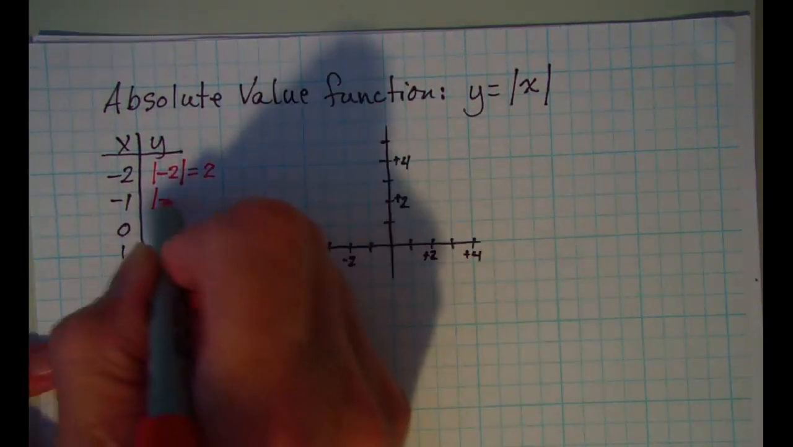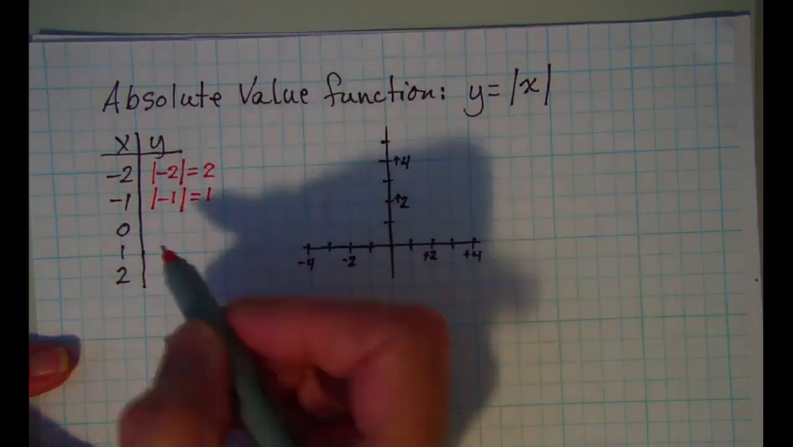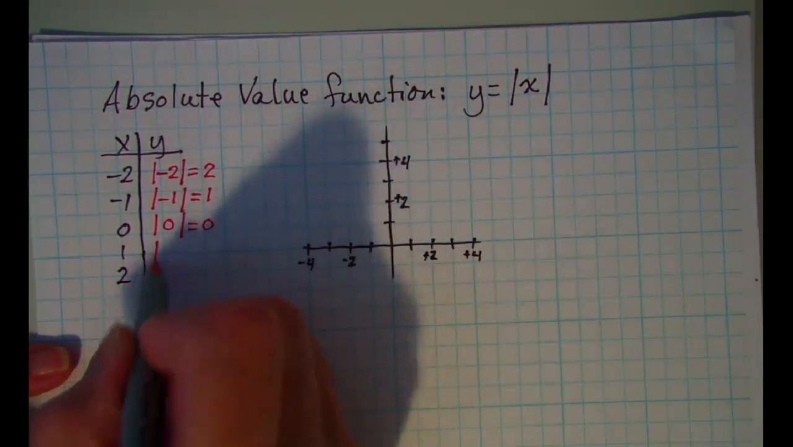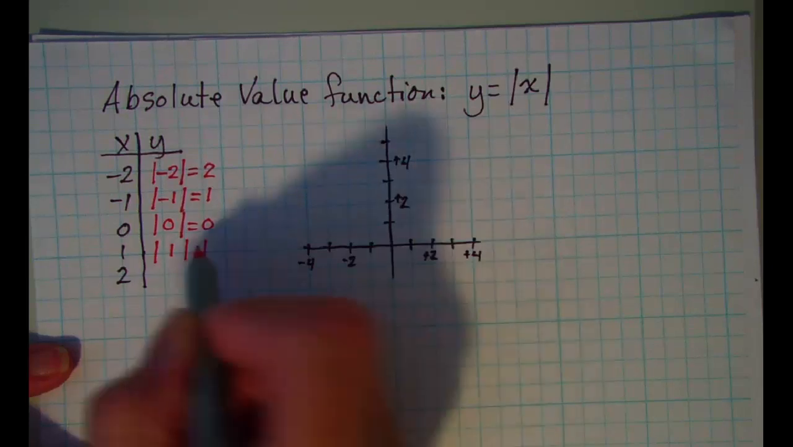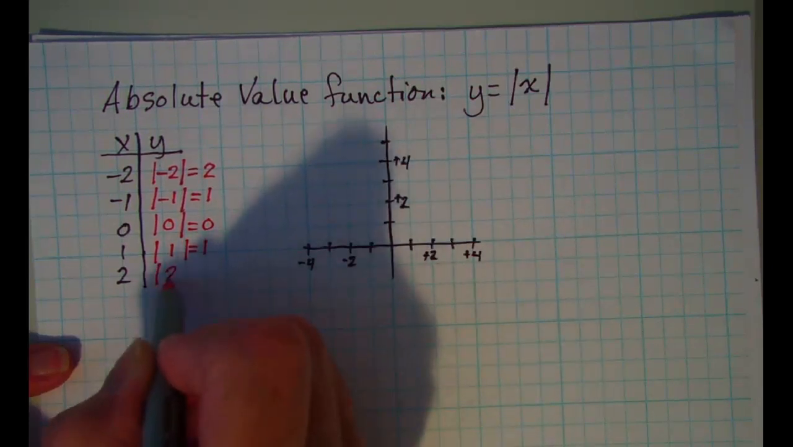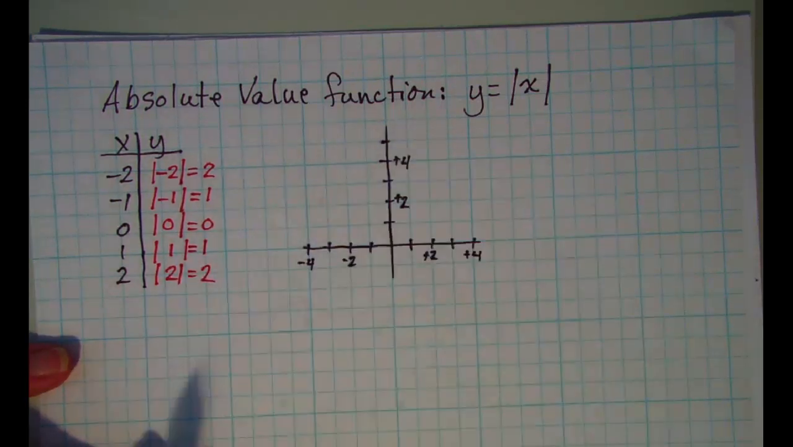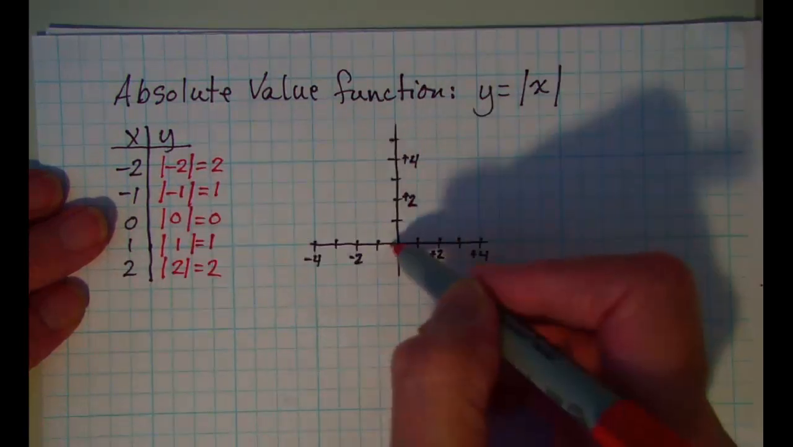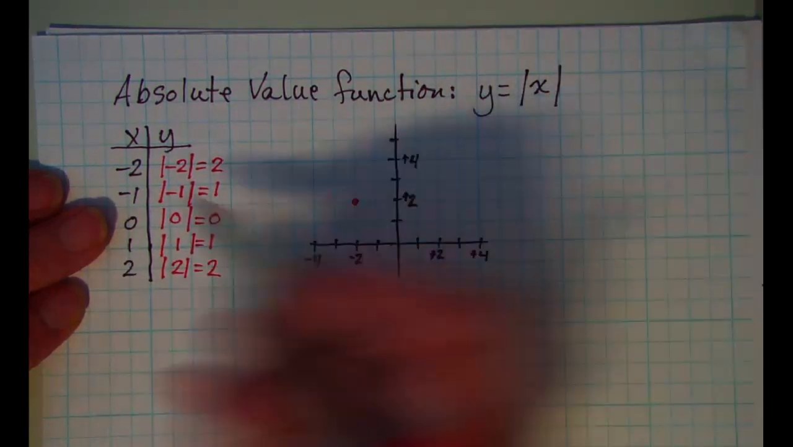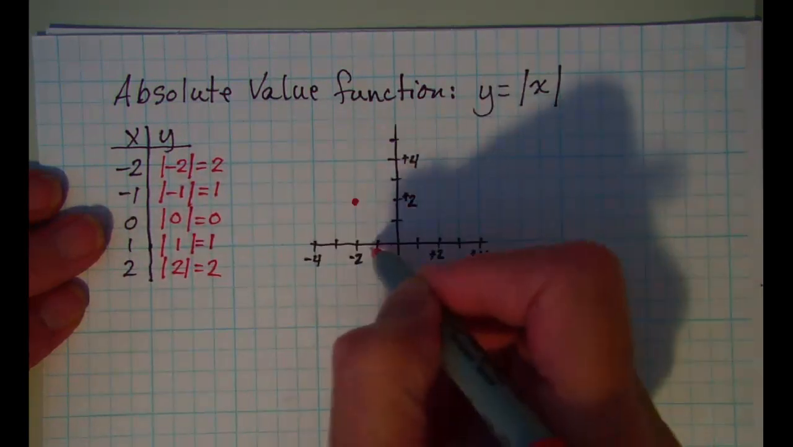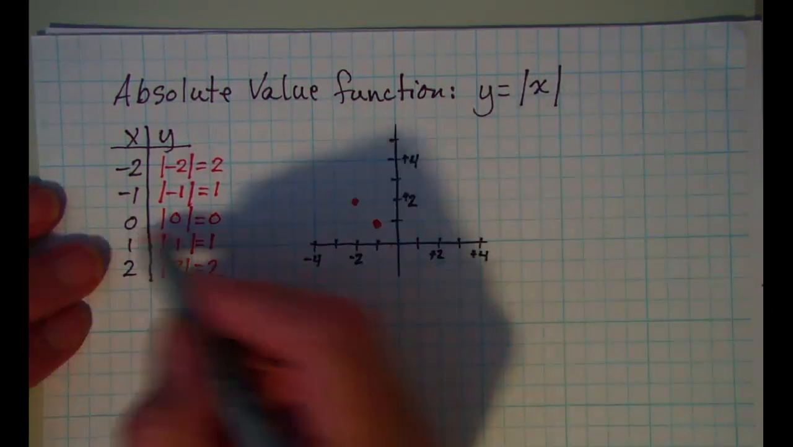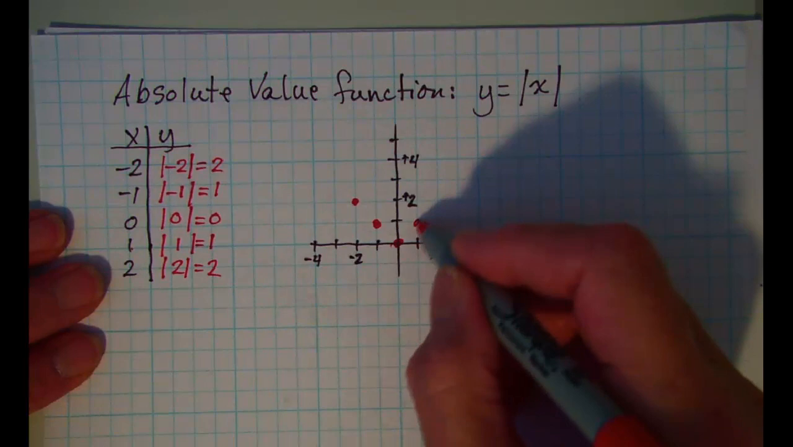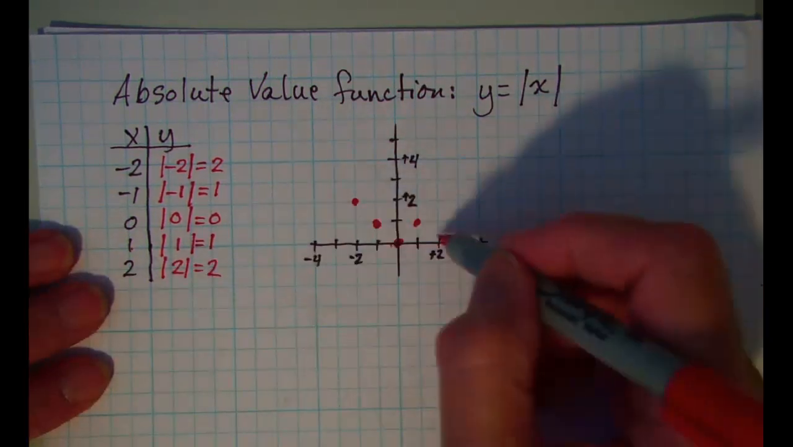The absolute value of -1 is 1. The absolute value of 0 is 0. The absolute value of 1 is 1. And the absolute value of 2 is 2. So if we plot these points, (-2, 2), there, (-1, 1), (0, 0), (1, 1), and then (2, 2).